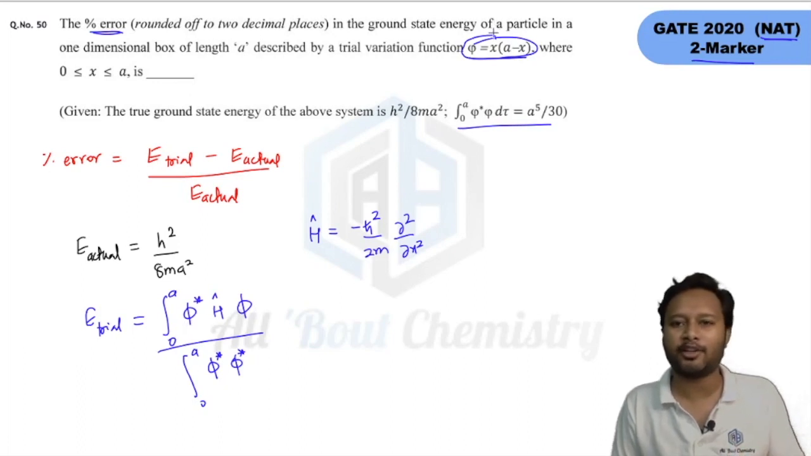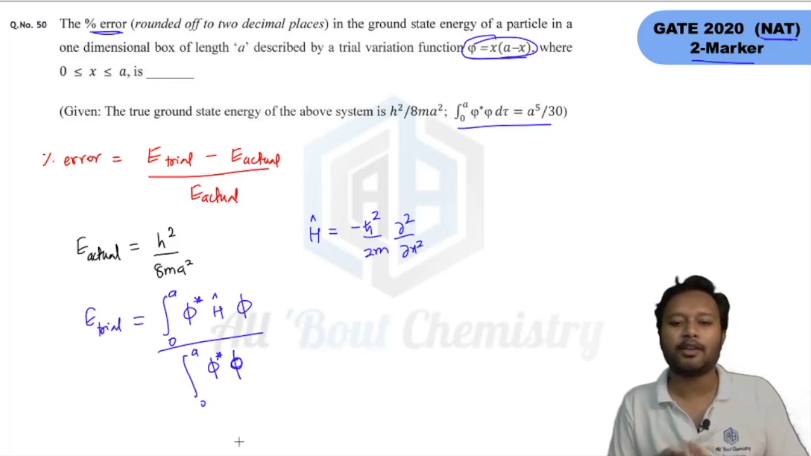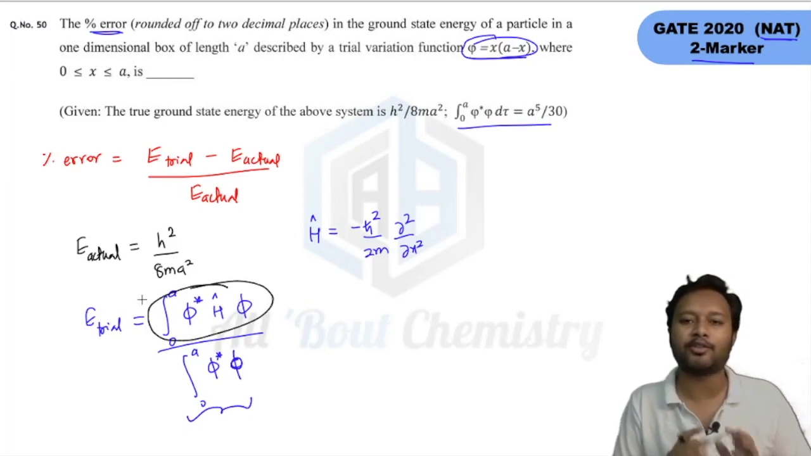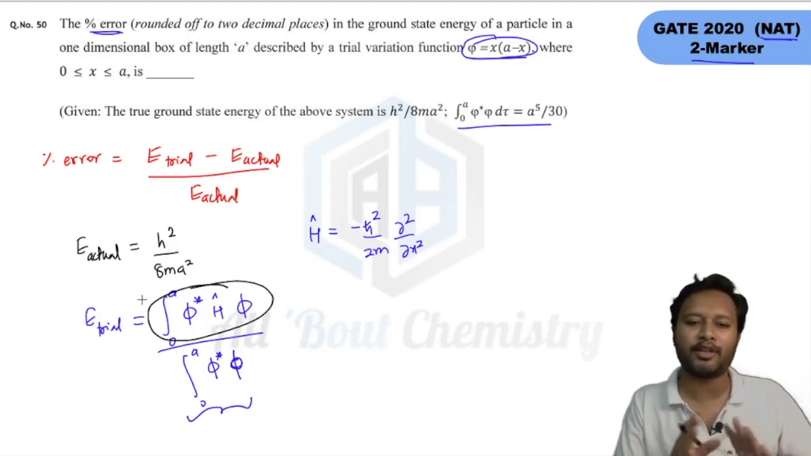Phi is already given to you in the question. You have to substitute them. Sorry, I have made a mistake here, I should not have written it. It is phi star, and this has to be phi. So you just have to put these things. This value you already know, it is given to you as a to the power 5 by 30. So let's first do this numerator part. Let's calculate the numerator in the next slide, and then we'll substitute and solve it.